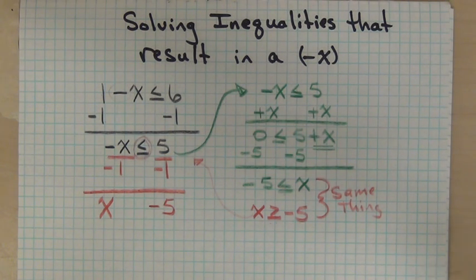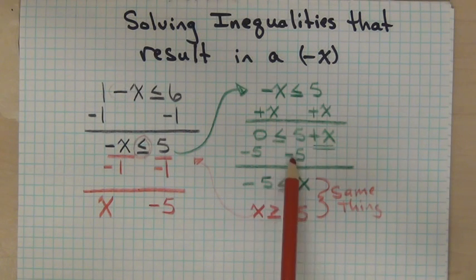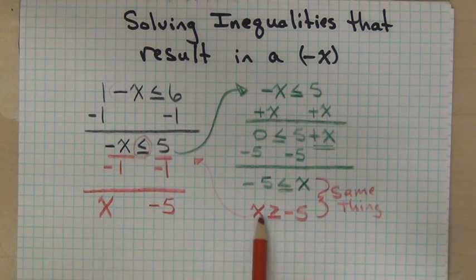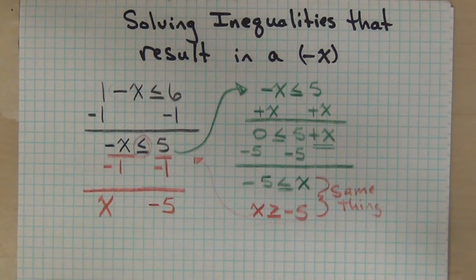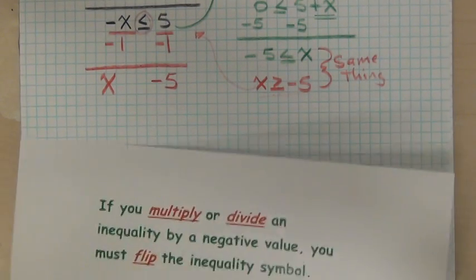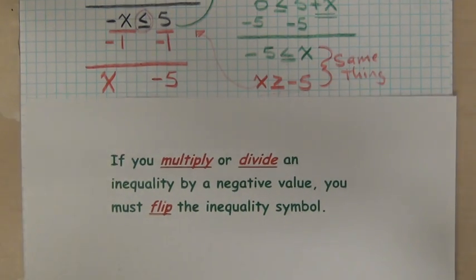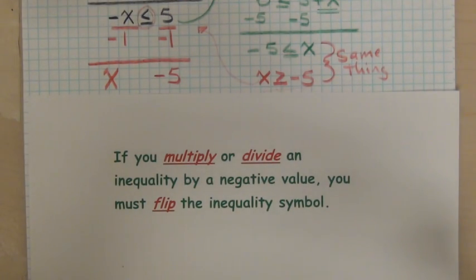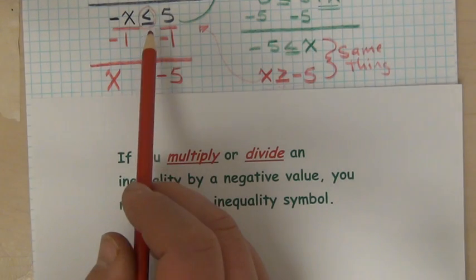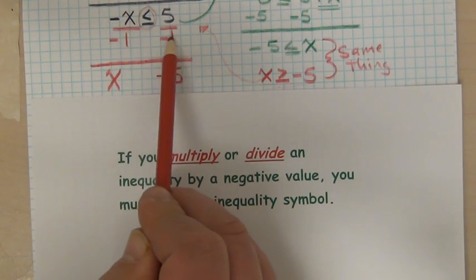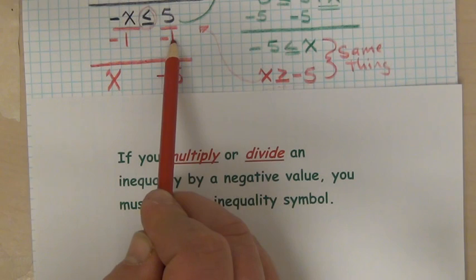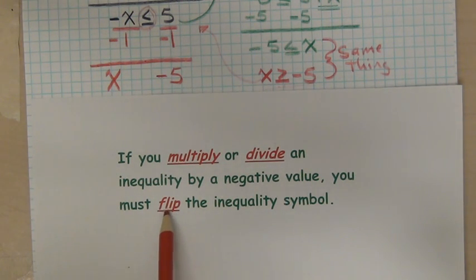And here's the rule, because one of the things we want to avoid is having to go through all this extra work to end up with the correct solution and the inequality pointing the correct way. So mathematicians came up with this rule. And the rule simply is, if you multiply or divide an inequality by a negative value, you must flip the inequality symbol. So in my example here, I divided both sides of my inequality by negative 1. According to this rule, I must flip the inequality symbol.